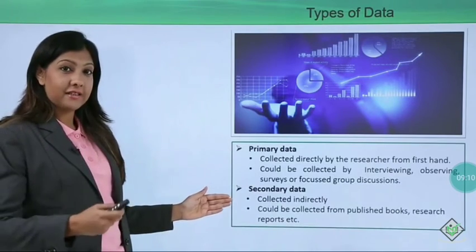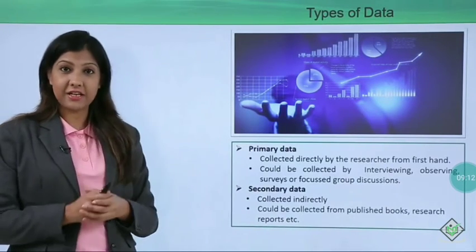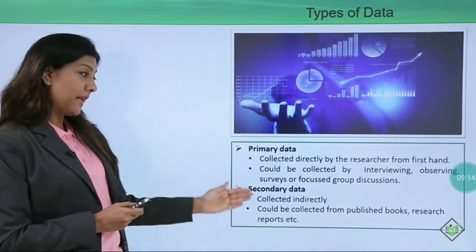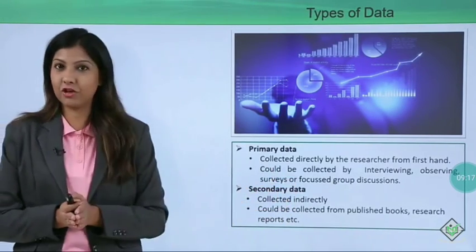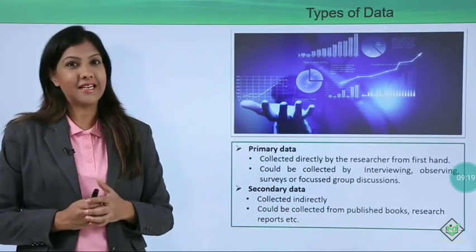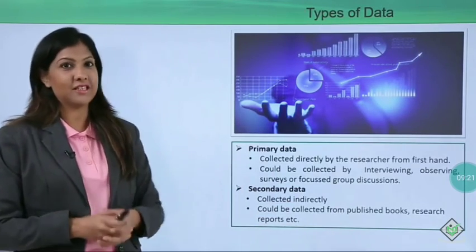Secondary data is rather collected in an indirect fashion. So it could be collected from published books, research, reports, etc. So this is an indirect way of collecting the particular data.